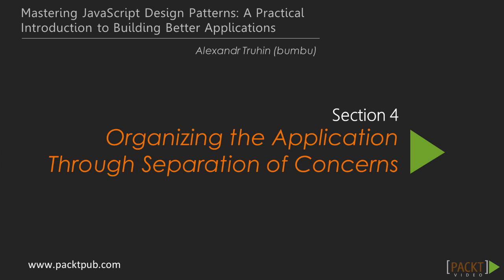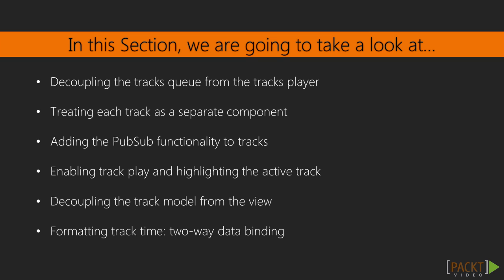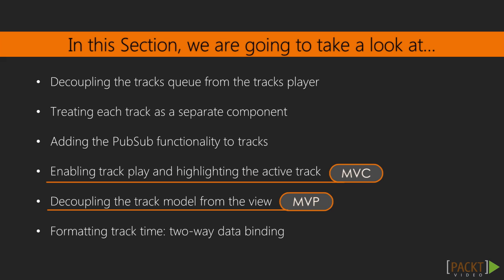In this section, we'll be organizing our application through separation of concerns. We'll start this section by decoupling tracks queue from tracks player. Next, we're going to treat each track as a separate component. After that, we'll add PubSub functionality to each track module. In the last 3 videos, we'll review and implement MVC, MVP, and MVVM patterns.